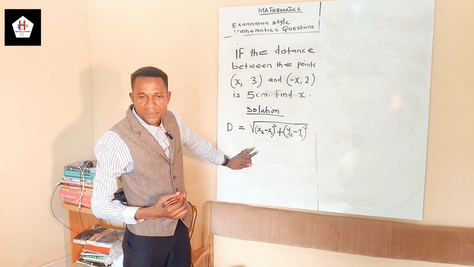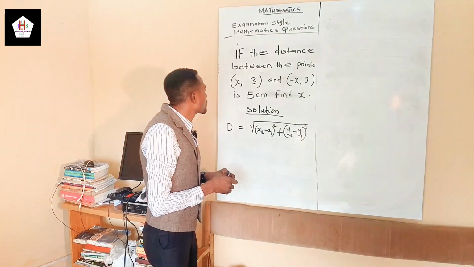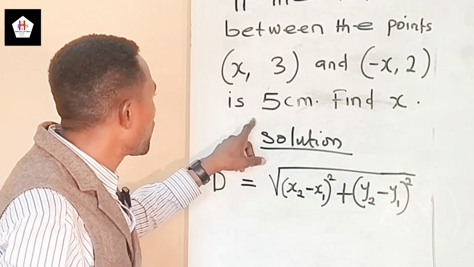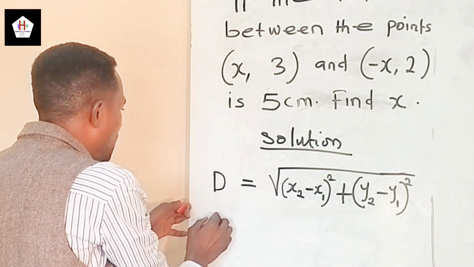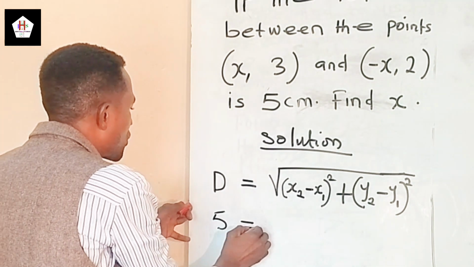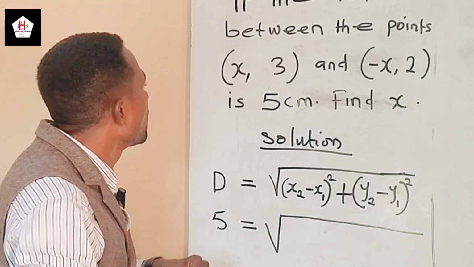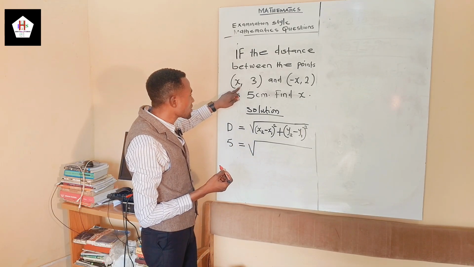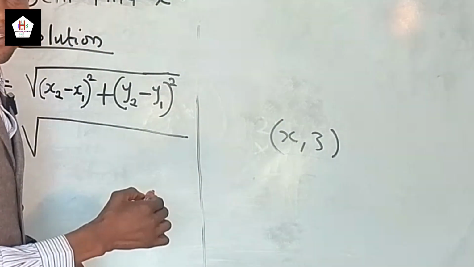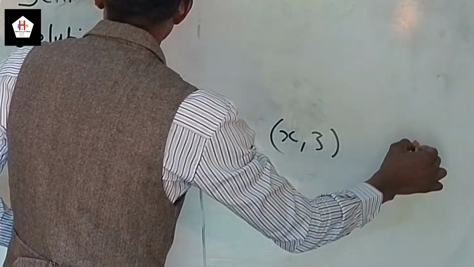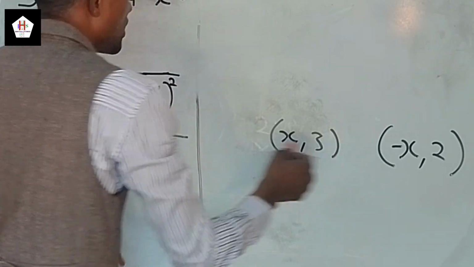This is the formula. Now, what we are going to do is to substitute the value of this distance, which is 5, in place of D. 5 is equal to the root of, here, these are the 2 points. The 2 points will have (x, 3) as one of the points, and then (-x, 2) as another point.